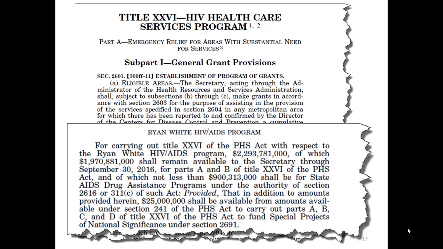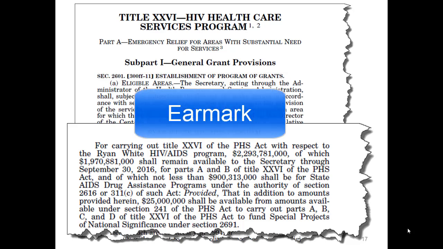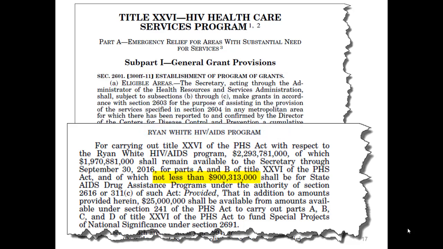Notice also that Congress may go into a bit more detail by providing an earmark. GAO defines earmark as a legislative provision that directs funds to be spent on specific projects. In this case, not less than $900,313,000 is to be used for state AIDS drug assistance programs. This language provides a way for Congress to identify certain funding they want spent for a particular purpose.